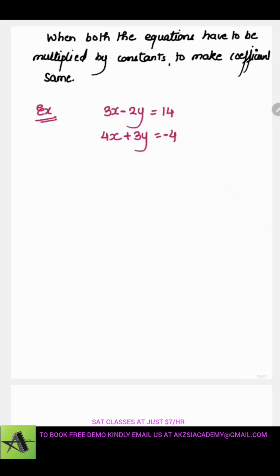As I told you, the coefficient of bottom one is 3 for y and the top one is 2 and the LCM is 6. So we need to make it 6. Let me just write it down. 3x minus 2y equals 14 and 4x plus 3y equals -4. In order to make their coefficients same, I need to multiply this with 3, obviously, to make it 6. So I need to multiply this with 3 and this with 3 as well.